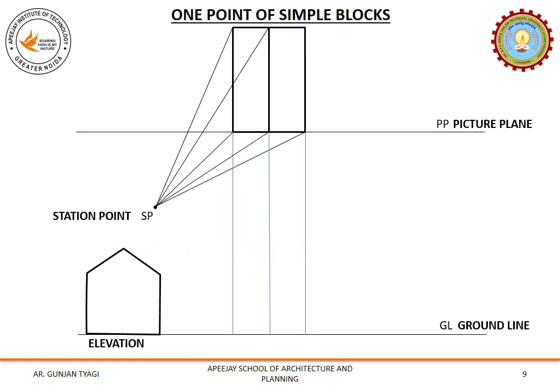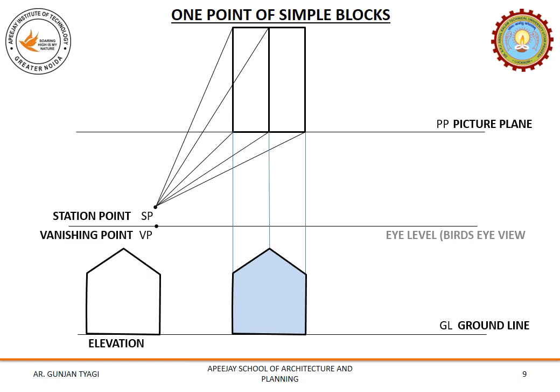Because these points are touching the picture plane, I understood that this will have the true height. So for that reason I took the elevation directly in the perspective view. Now I'll have the eye level line, have the point for the vanishing point here, and I will have the eye level as bird's eye view.